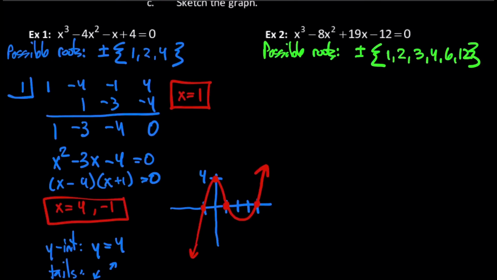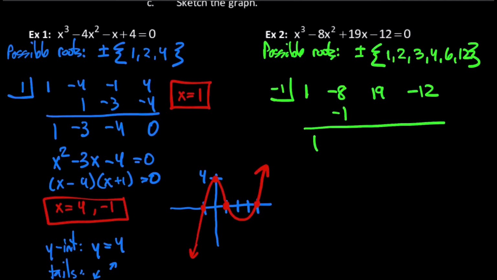Well, I tried a 1 over here and it worked. I could try 1 again. I'm going to mix it up a little bit. Let's try -1. Coefficients: 1x cubed, a -8x squared, 19x, and a -12. Bring down, multiply, add, multiply, add. Multiply. That's not going to work, right? That's not going to give me a 0. I need a 0 here. Okay, scrap that.